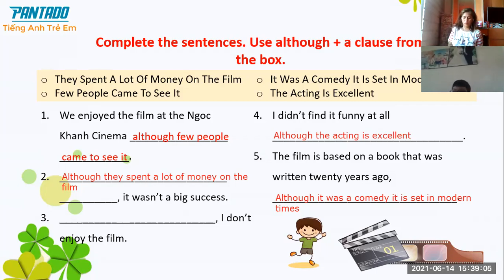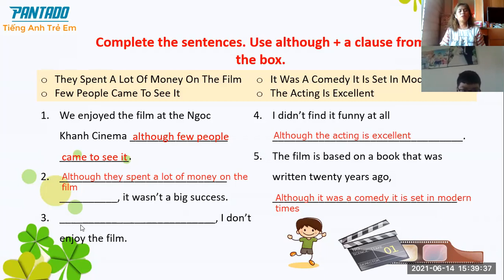Okay, so we have here: We enjoyed the film at the cinema, although few people came to see it. Number 2: Although they spent a lot of money on the film, it wasn't a big success. So it means although they put a lot of money on it, still it was not a big success. Yeah, very good, great job. Correct.